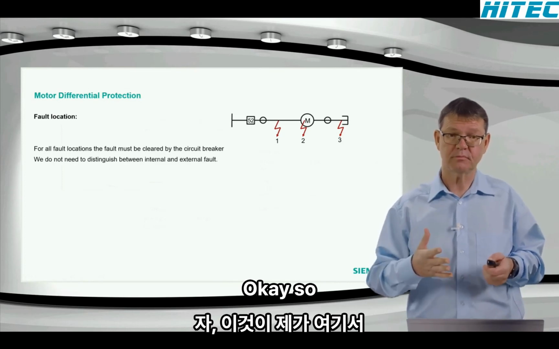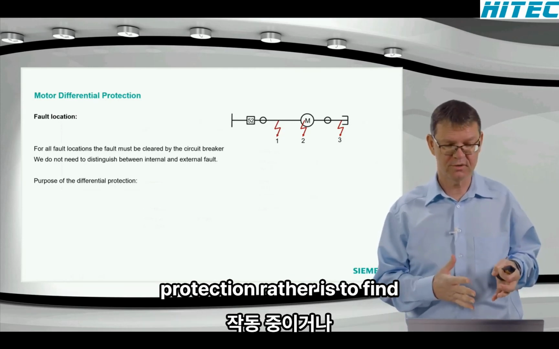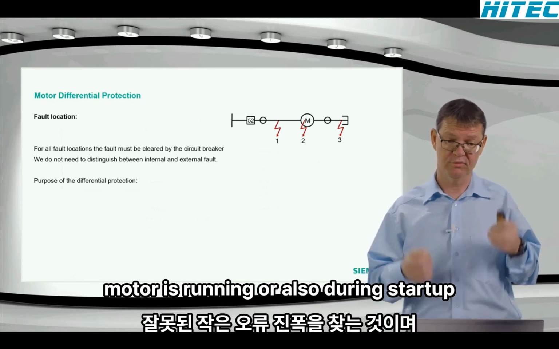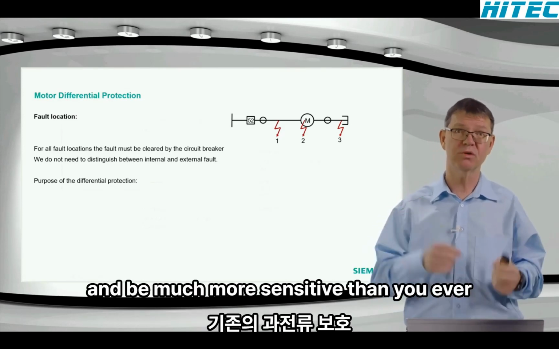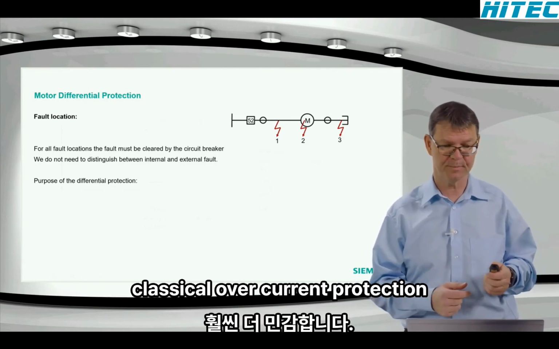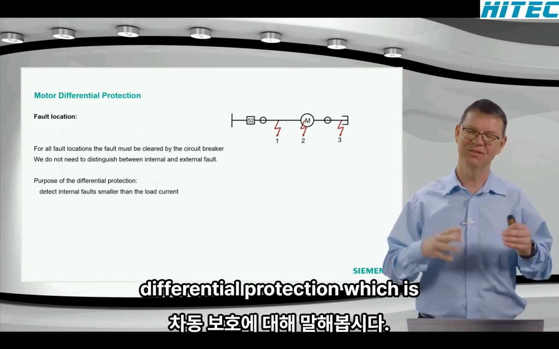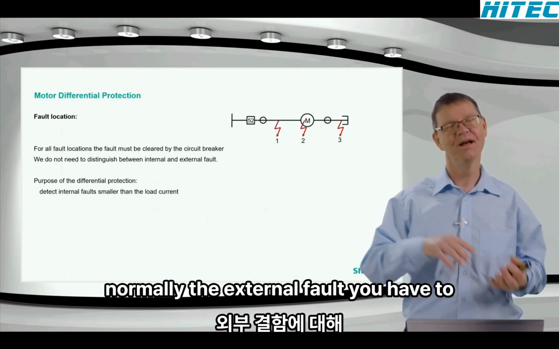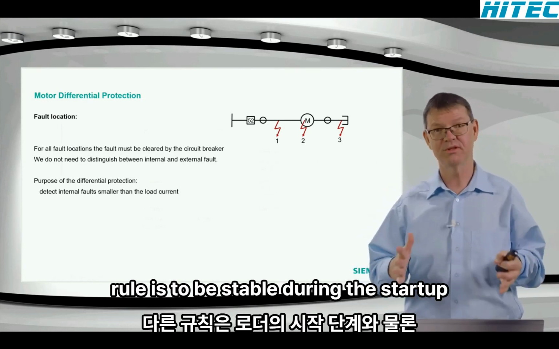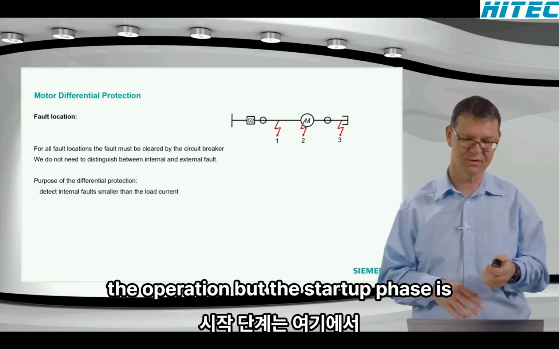Okay, so this is what I already explained here. The purpose of the differential protection rather is to find faults, small fault amplitudes, when the motor is running or also during startup, and be much more sensitive than you ever could do with a classical overcurrent protection. Okay, and so the enemy, let's say, of the differential protection, which is normally the external fault, to be stable for external faults. Here the rule is to be stable during the startup phase of the motor and of course during the operation, but the startup phase is the critical part here.